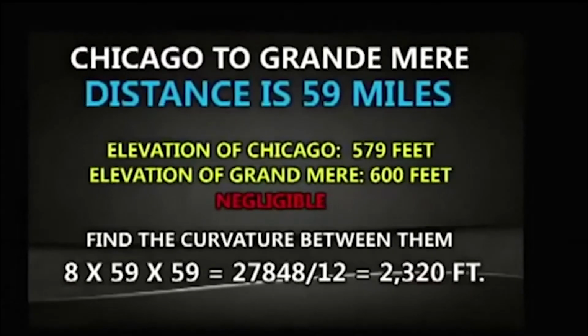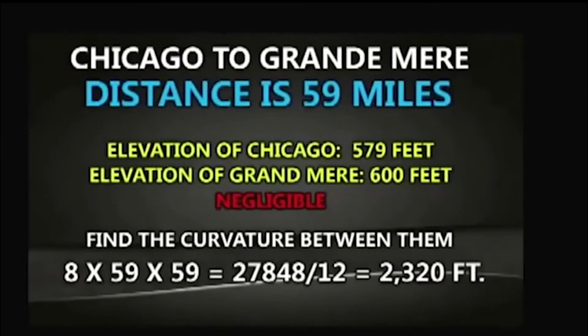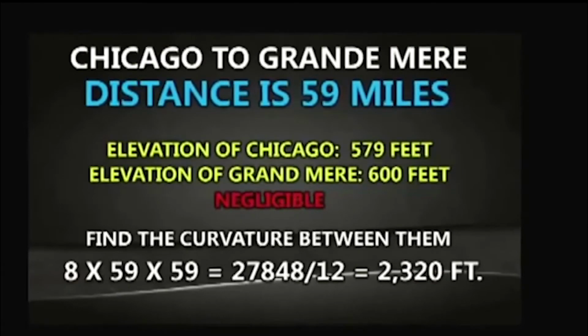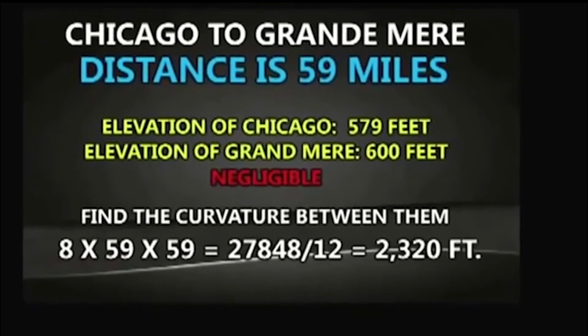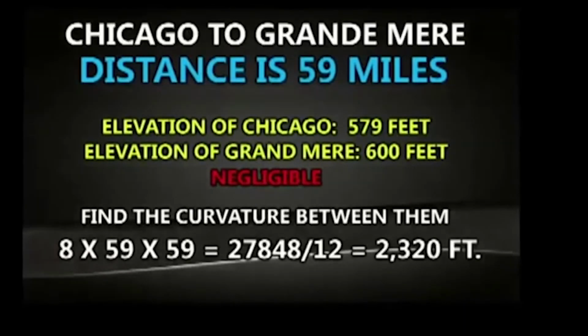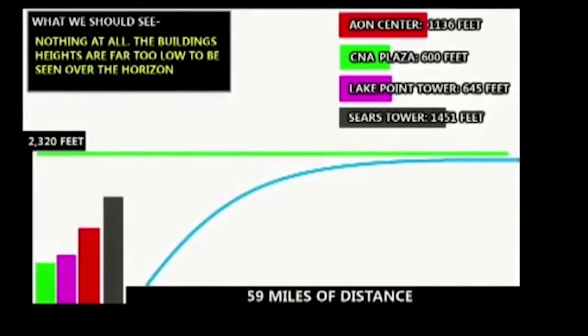So let's do the math. Distance from Grand Mare to Chicago was 59 miles. So we do our little equation. 8 times 59 times 59 equals 27,848. Divided by 12 equals 2,320 feet. So that is the amount of curvature, ground to ground, that would be existing in a 59-mile stretch.